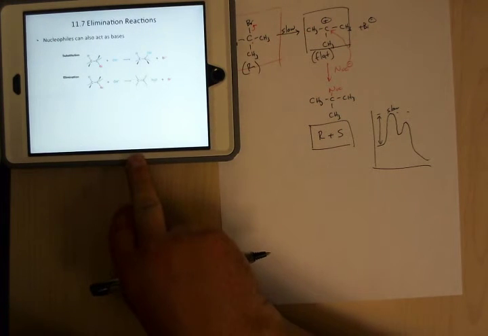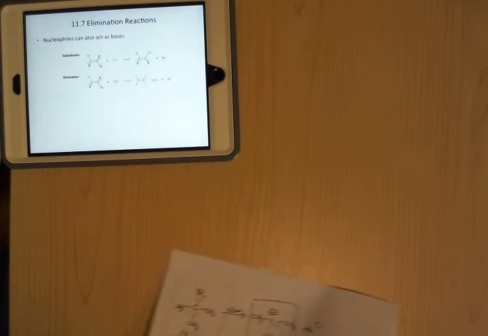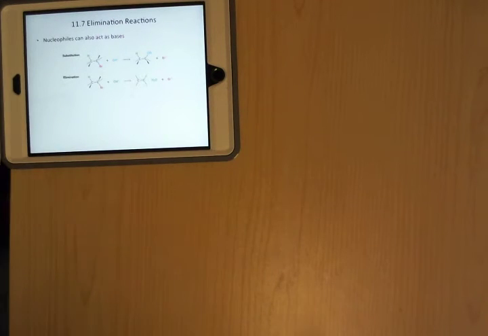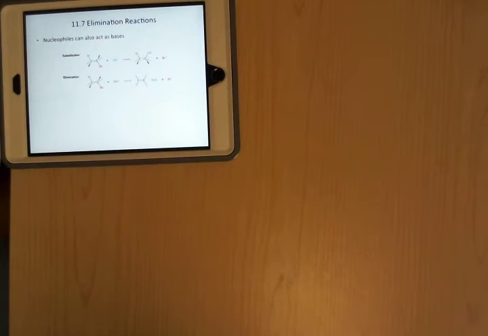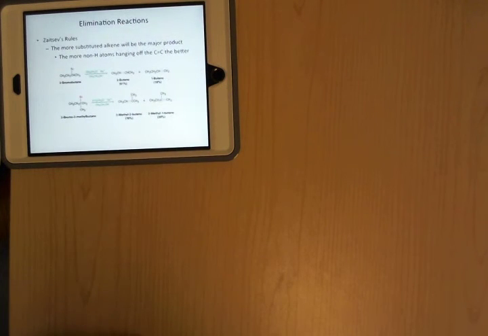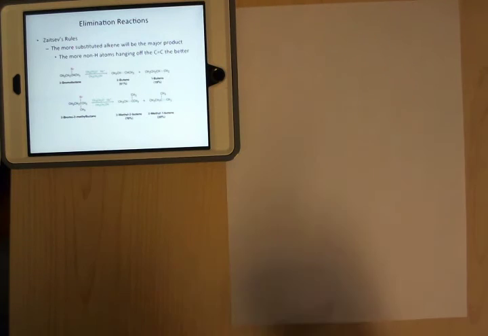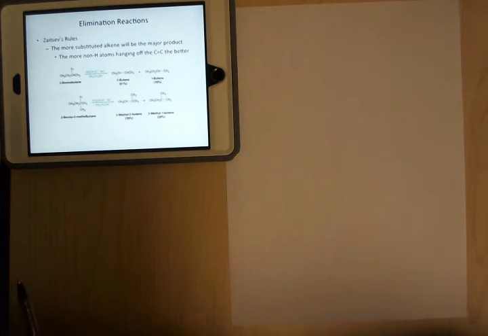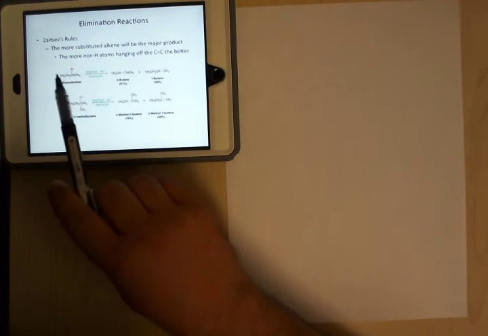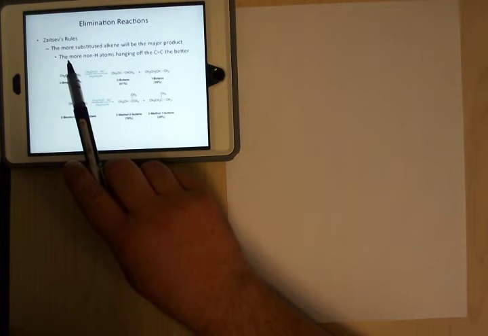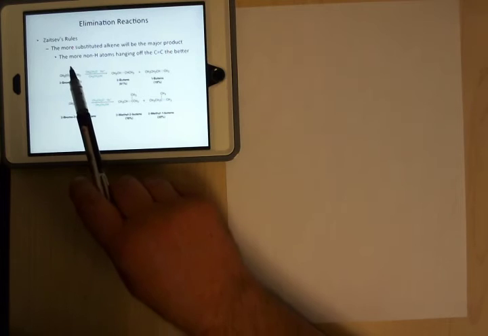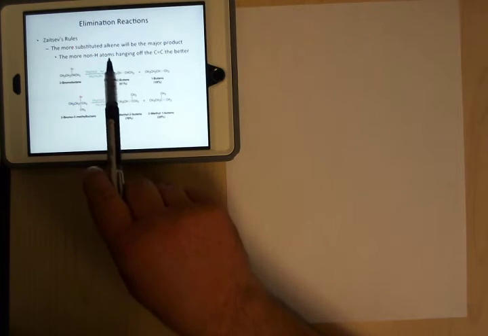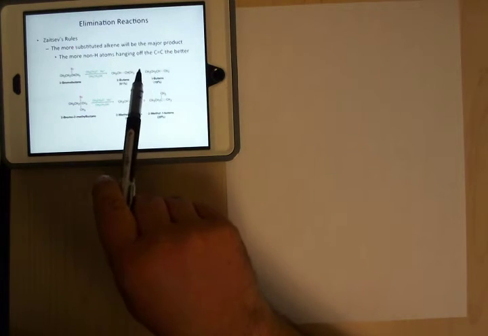Okay, so for elimination reactions, we're going to have a couple of different types here. For this one, we're going to be making a double bond. What you need to do is follow Zaitsev's rule. What Zaitsev noticed was that the more substituted alkene will be the major product. Another way of saying it is, the fewer hydrogens you have hanging off the carbon, the better.